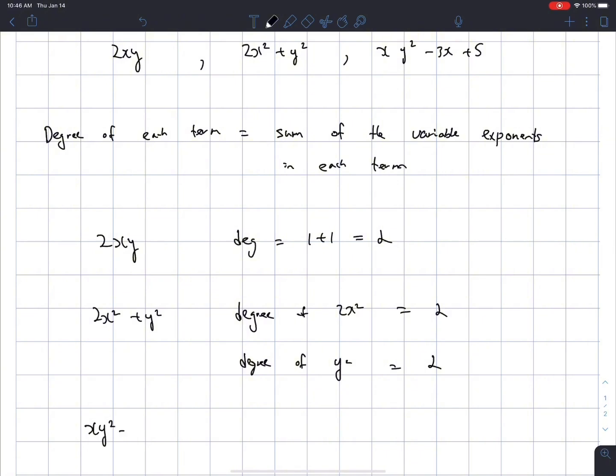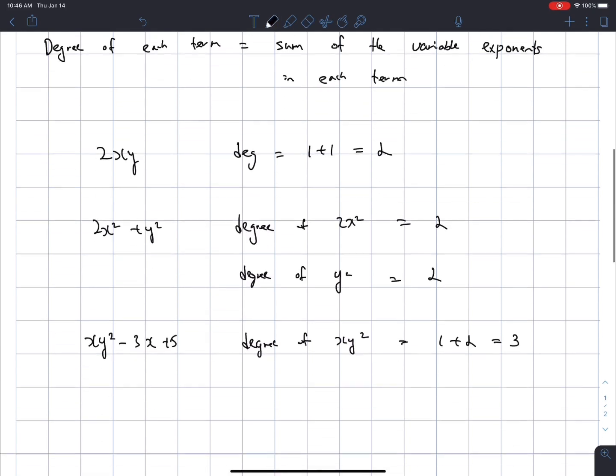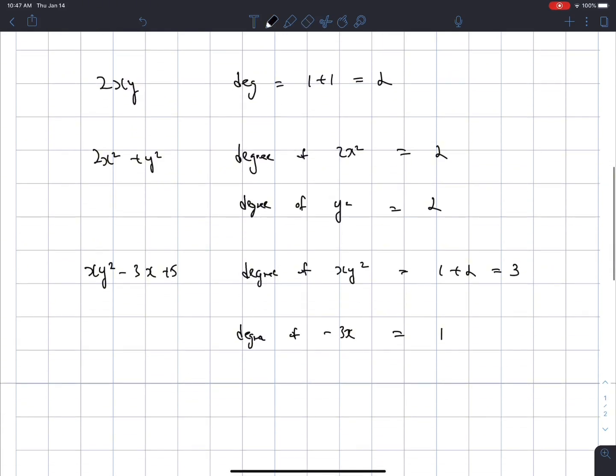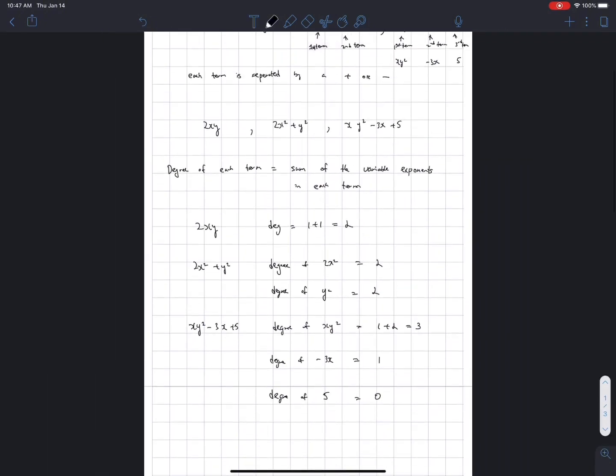And then we have xy squared minus 3x plus 5. So the degree of xy squared is going to be 1 plus 2, which is 3. Again, it's x to the power of 1 and then y to the power of 2. So we need to add it up, including the invisible 1. 1 plus 2 is 3. For negative 3x, the degree will just be 1. Just x to the power of 1. And then finally, the degree of our positive 5 will be 0 because there's no variable. Degree is the sum of the variable exponents.